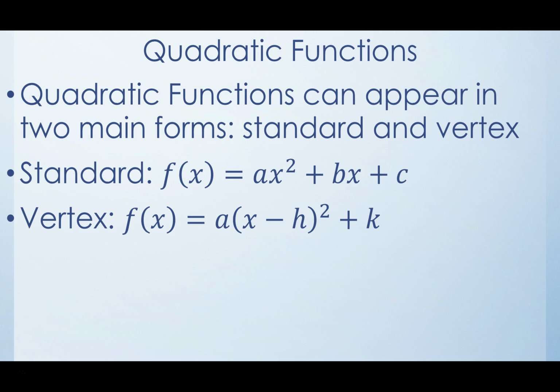So a quadratic function in standard form will look like this: f of x equals ax squared plus bx plus c. Whereas vertex form will be f of x equals a, and then the expression x minus h squared plus k. We'll talk about how to graph quadratics in vertex form at a later date. So again, we're talking about the standard form today, ax squared plus bx plus c.